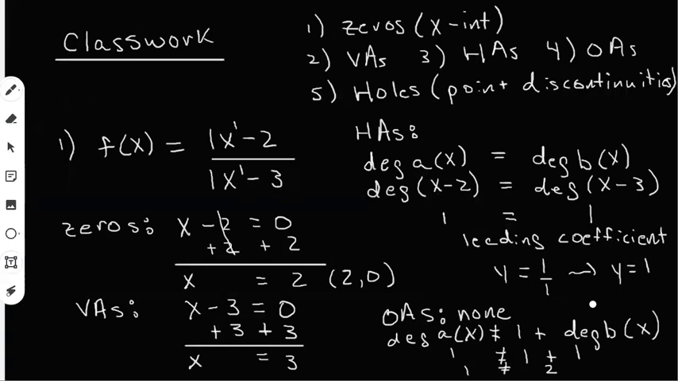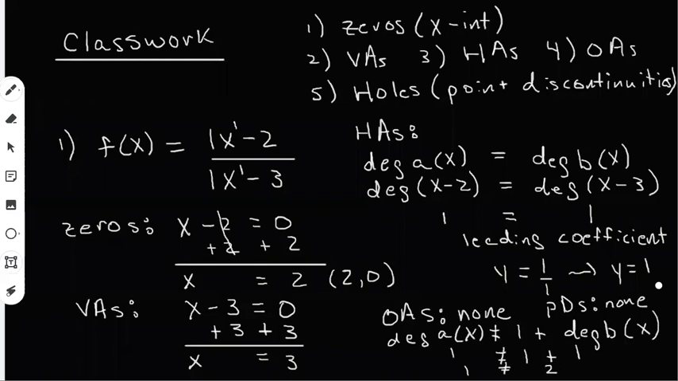Although we will see some later on today, there are no oblique asymptotes for this one, so I just write none. And point discontinuities, the holes, those only occur when you have canceled out factors. And since there are no canceled out factors, we just write none for PD. There's not going to be any actual holes in the graph at all. There is going to be a discontinuity though, but it's the vertical asymptote that actually does it.